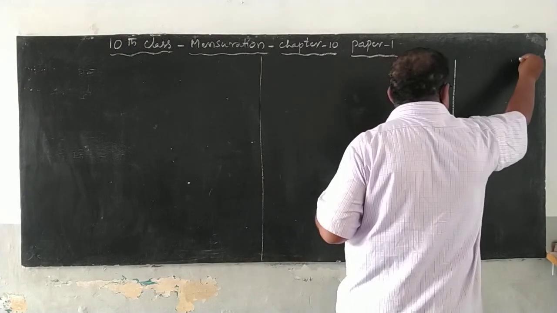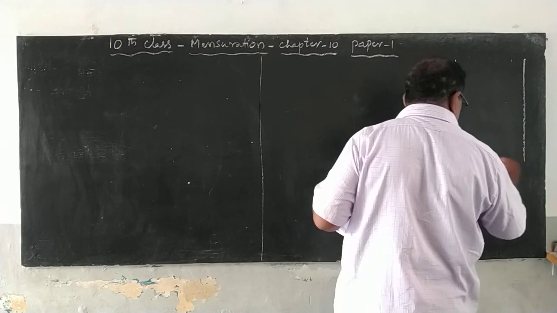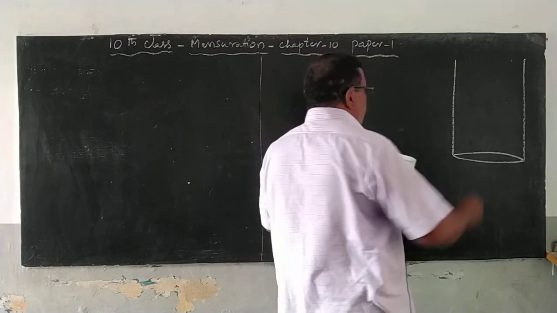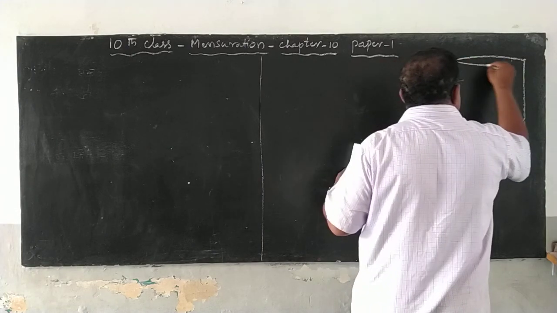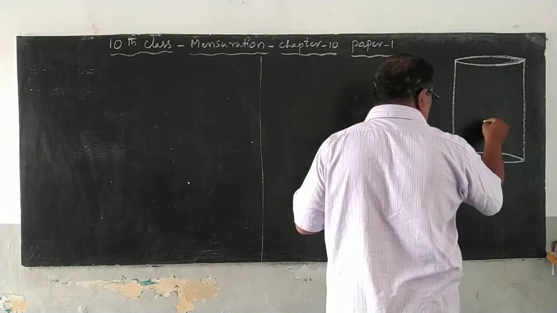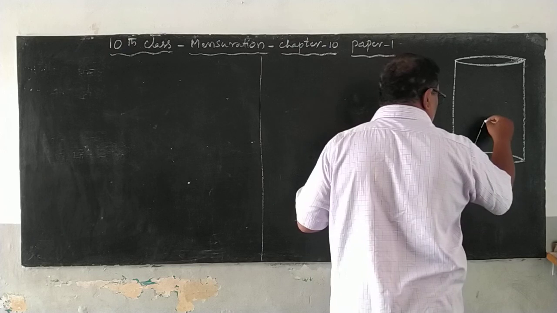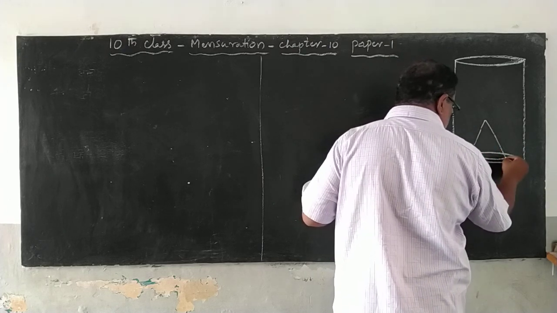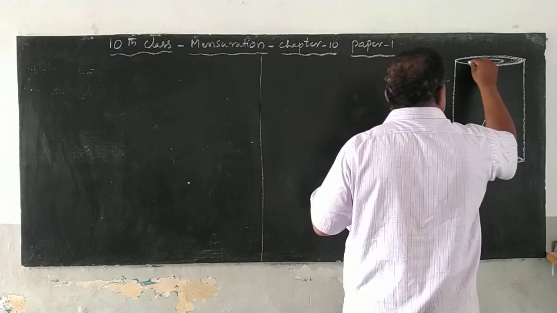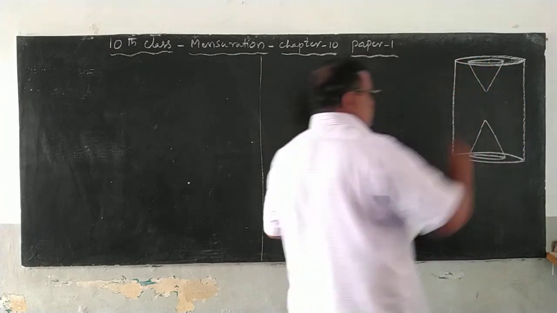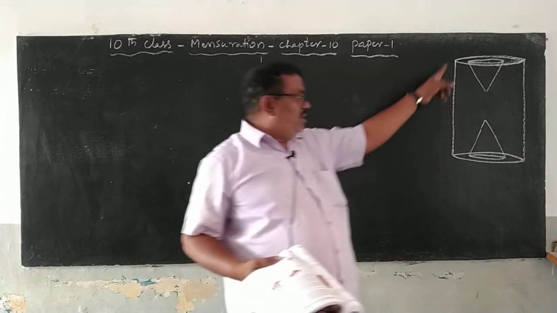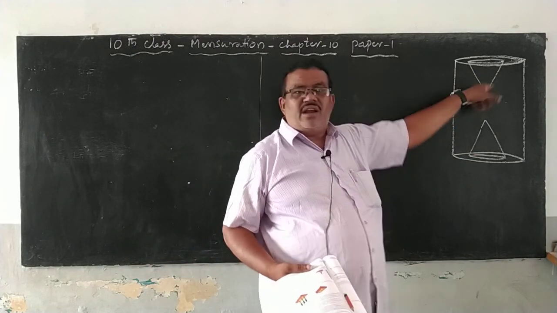This is the cylinder. Here, two cones are cut out at both ends. Here one cone is cut out, this side also another cone is cut out, same cone. Now, find the volume of the remaining solid. What we see is: volume of cylinder minus volume of two identical cones.